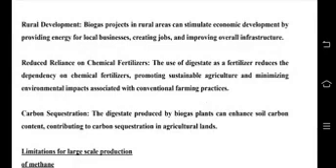Then carbon sequestration will be taking place. The digestate produced by biogas plants can enhance soil carbon content, contributing to carbon sequestration in agricultural lands.